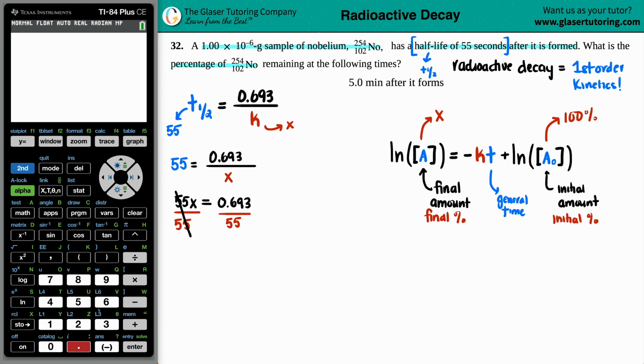So let's do that here. 0.693 divided by 55. Okay, so we have a k value of 0.0126. So that's going to be going into here now.